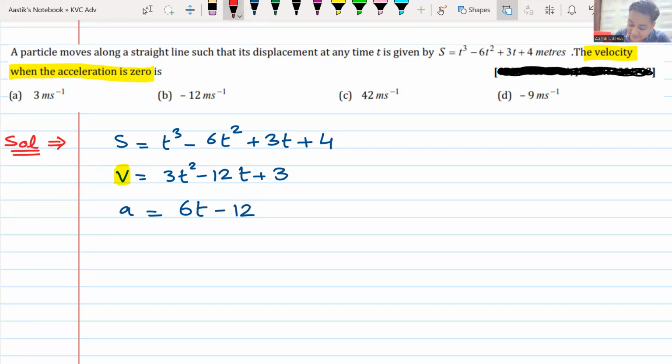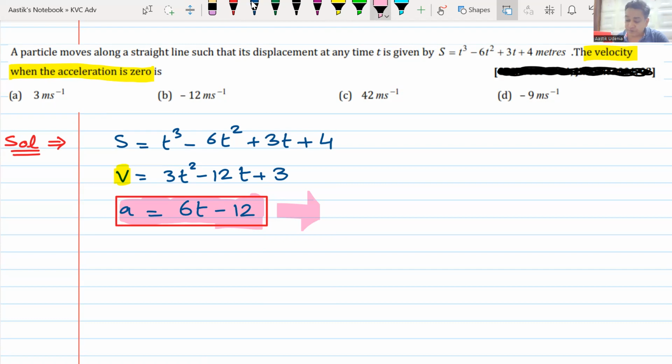Did you get this answer for acceleration? Yes or no? Did you get this answer for acceleration, everyone? Is this uniform or is this non-uniform acceleration? Is this a constant acceleration or is it a variable acceleration? Tell me. It is non-uniform acceleration. Acceleration keeps on changing.